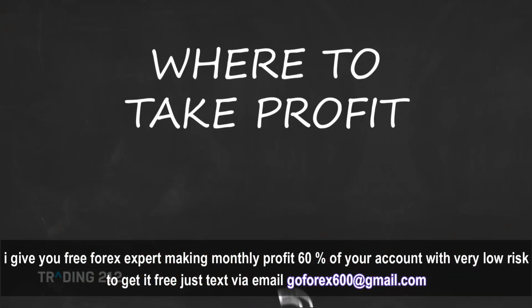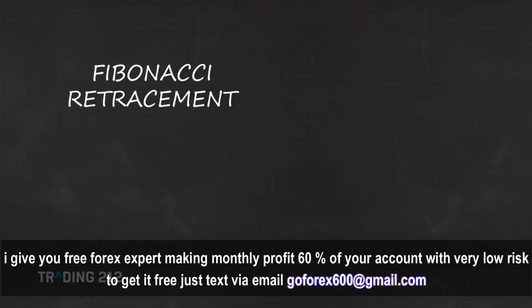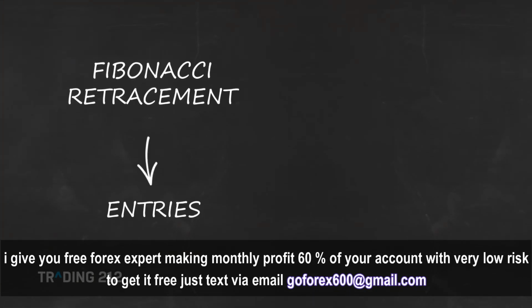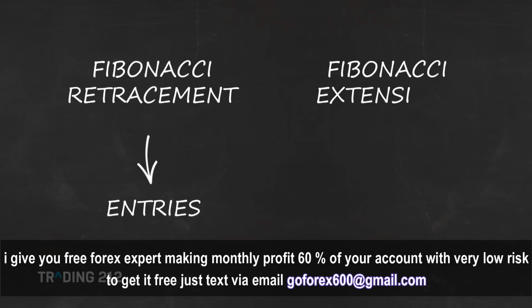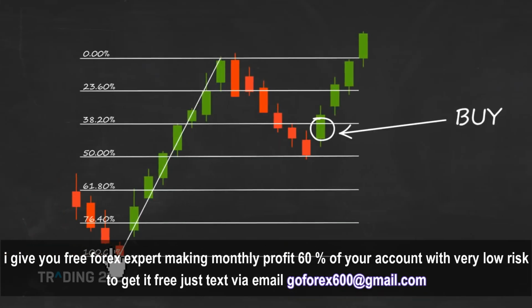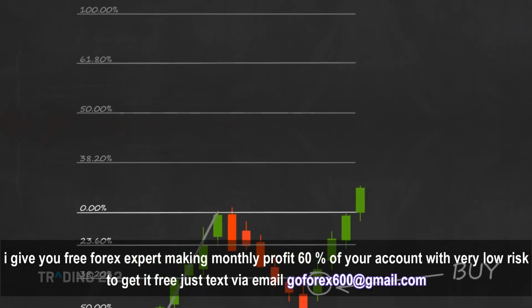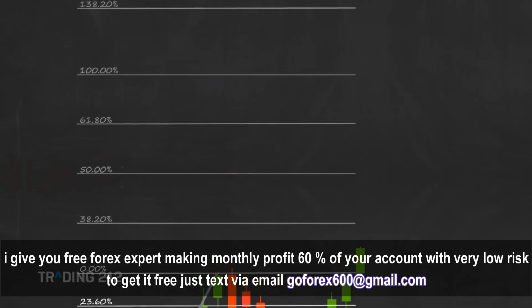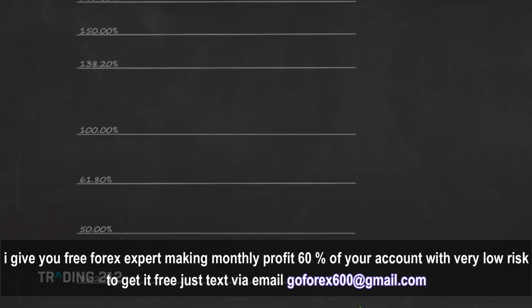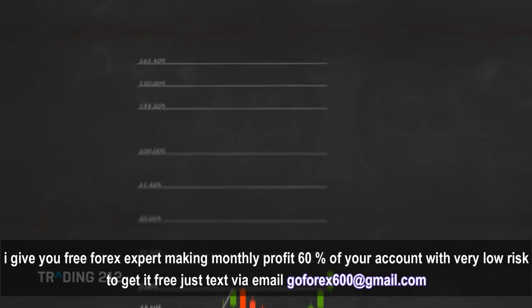Where should you take profit? And now for the best part, your target profit. If we use Fibonacci retracement levels to forecast entries into the market, we can use Fibonacci extensions as reasonable profit targets. Fibonacci extensions make good potential take-profit levels for trades in the direction of the trend. Similar to the retracement levels, the key Fibonacci extension levels are 38.2%, 50%, 61.8%, as well as 100%, 138.2% and 161.8% extension levels.